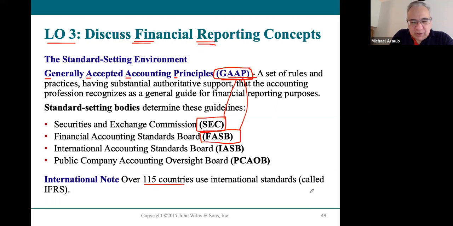GAAP is specifically within the United States. If you're in almost any other country, they don't use GAAP. They use something called IFRS, okay, the International Financial Reporting Standards. And so there's some differences between how accounting practices are done in America compared to many, many other countries, over 115 other countries, many other countries. Let's just say the rest of the world.